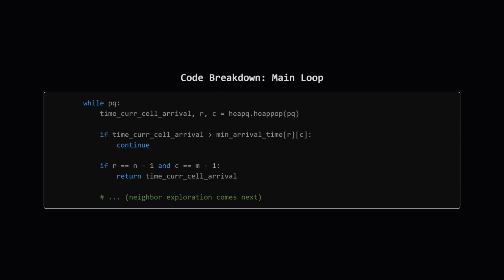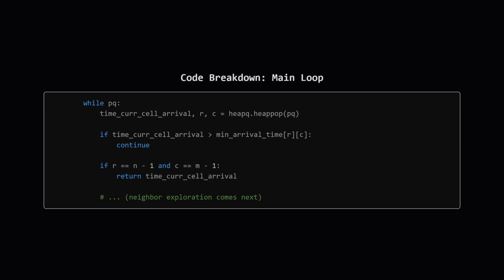Now for the main part of Dijkstra's, the loop. This loop keeps running as long as there are rooms in our priority queue to explore. In each step, we pop the room that has the smallest arrival time from the priority queue. This gives us the current time we arrived at this cell. We do a quick check.